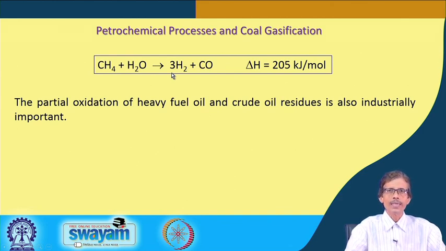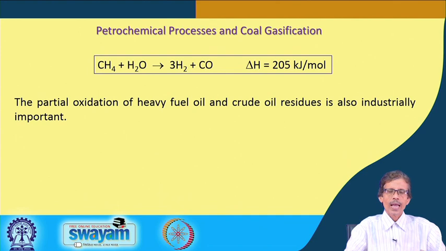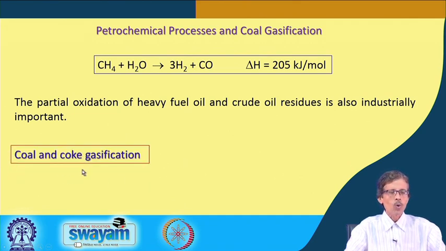This hydrogen production can be industrially important for the direct production of ammonia, because we can take nitrogen from air, and that nitrogen can be reduced with the hydrogen produced from methane for the production of ammonia, and further production of the urea molecule. So, the fertilizer industry is also very much dependent on this production of hydrogen. Then the coke or coal gasification reaction.